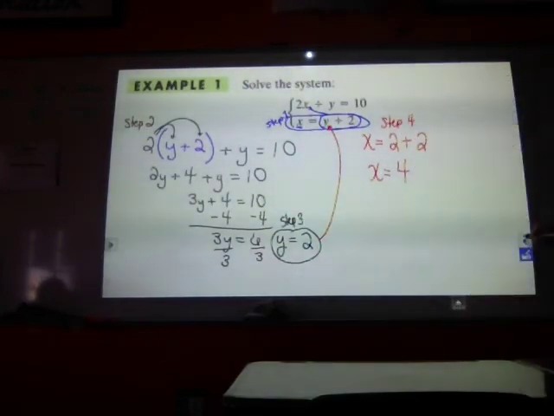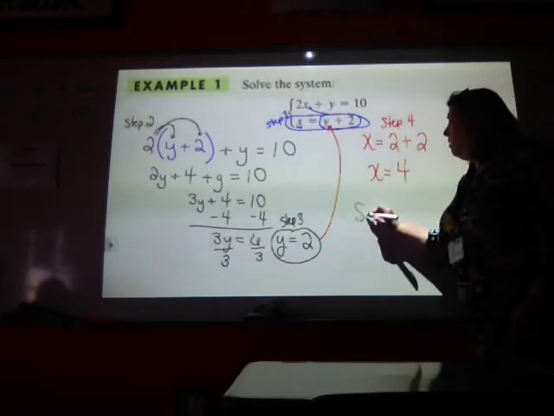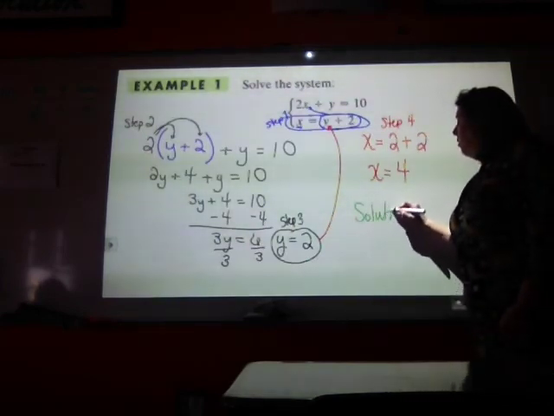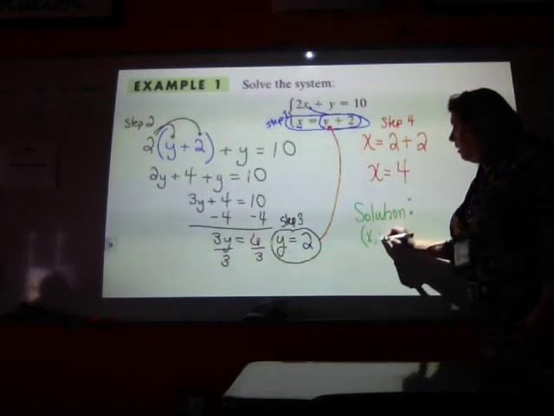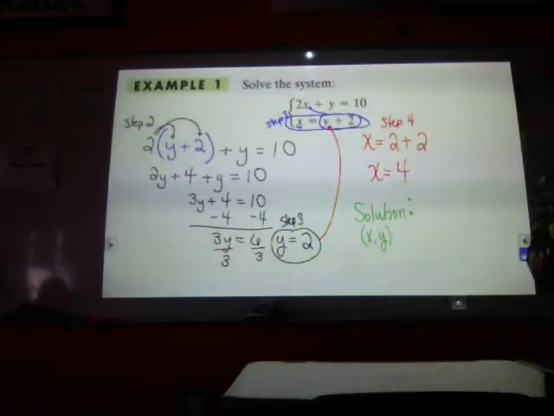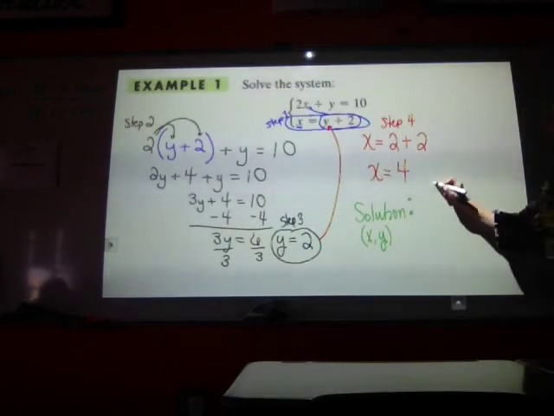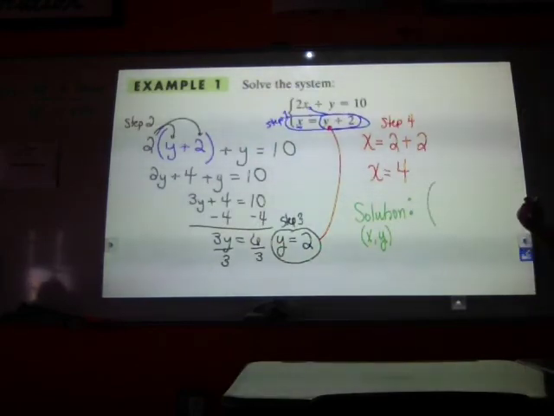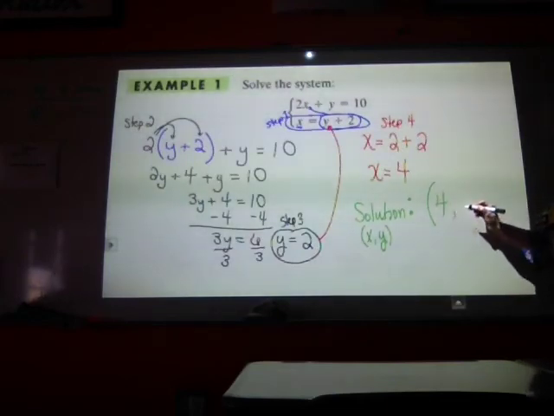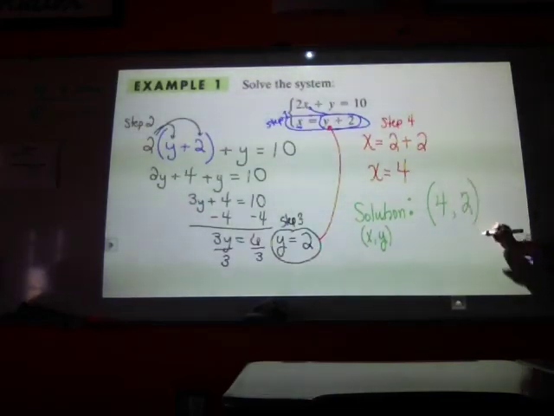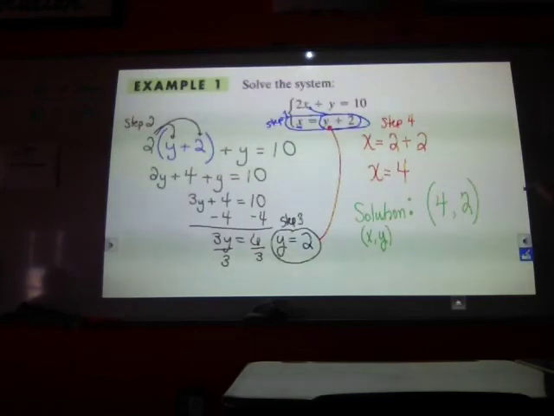All right, how do I write a solution? Because I need a solution. Emma? As an ordered pair. So how is an ordered pair written? X comma y. Agree? So my solution in this case is, what is my x? 4. What is my y? 2. 4 comma 2. That's my solution.